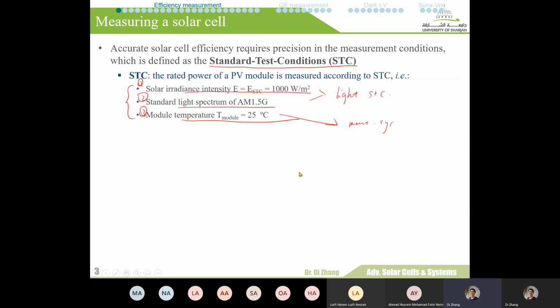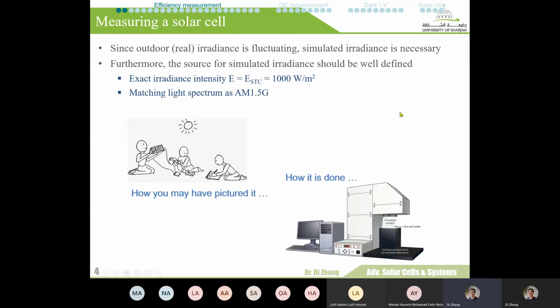You might be wondering, should we, or can we, use the outdoor sunlight directly to do the measurement? Can we use the real sunlight to do the measurement? This is actually not that easy. The problem is that the outdoor or real sunlight is typically fluctuating quite a bit.